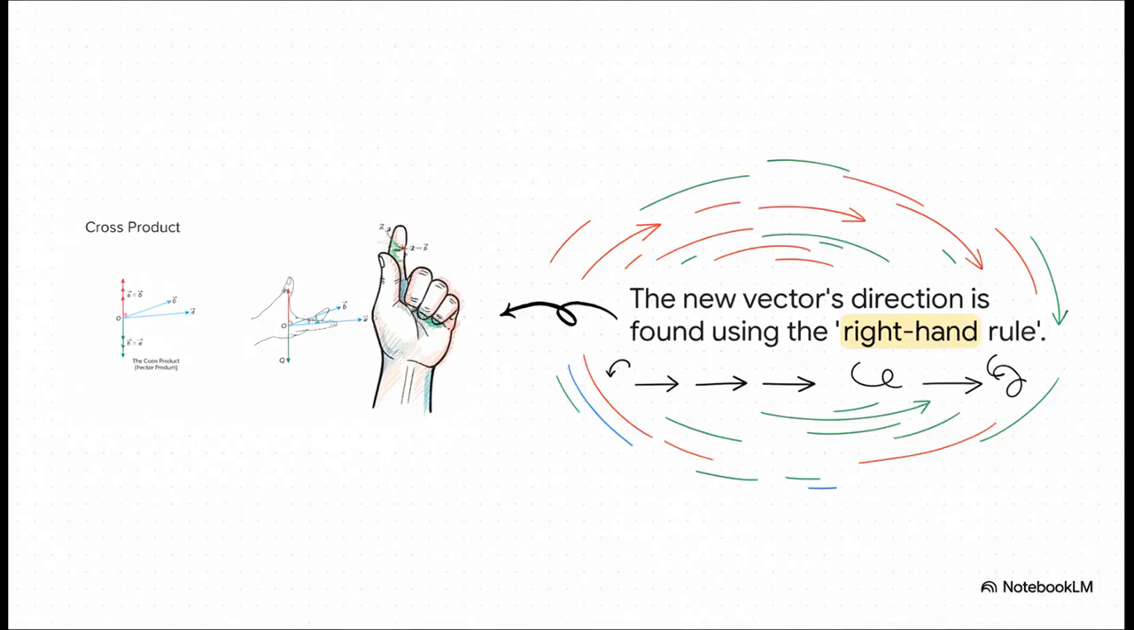So how in the world do we find this new direction? It's actually really intuitive, and you can do it right now with your own hand. It's called the right hand rule. Just take your right hand, point your fingers in the direction of the first vector, and then curl them toward the second vector. Whichever way your thumb is pointing, that's it. That's the direction of the cross product. It's like a physical cheat code built right into the math.